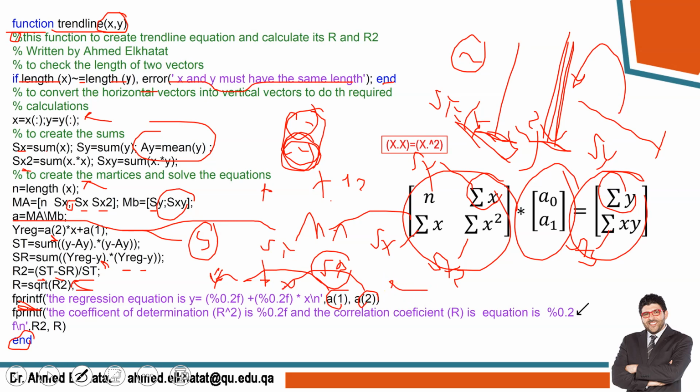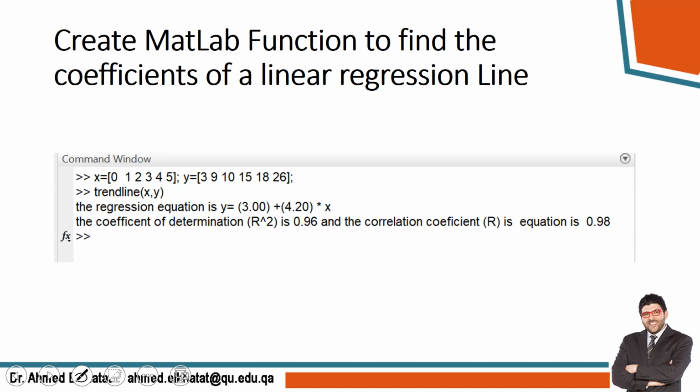If I want to show the coefficient of determination, there is some data here, and it will be r2, and then the correlation r is, and then I will put r. So this is my function. If I apply this function, then this is the trend line of x and y.